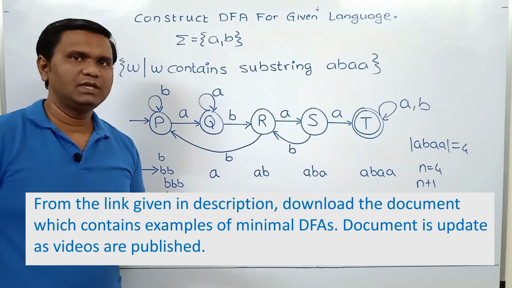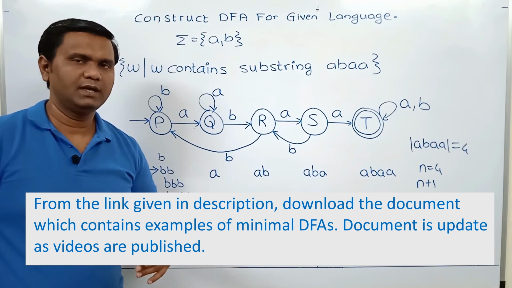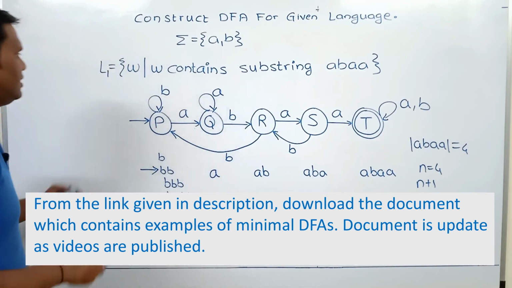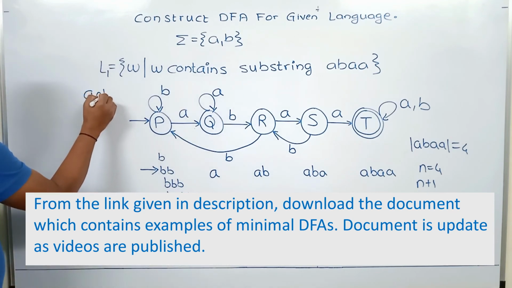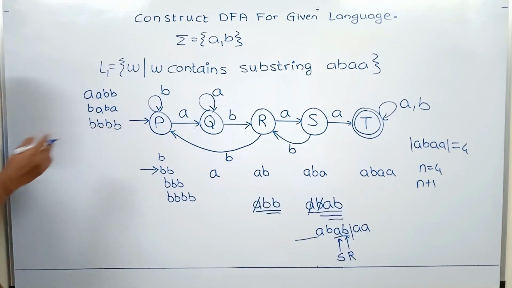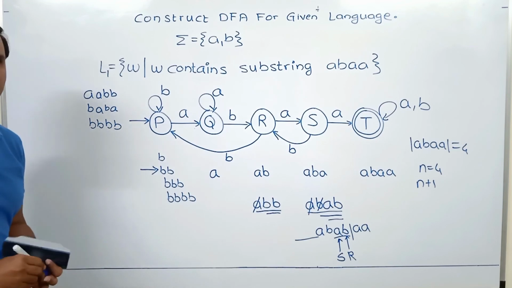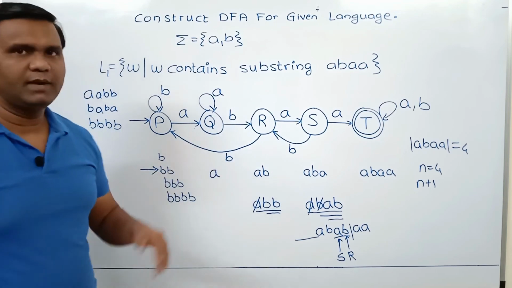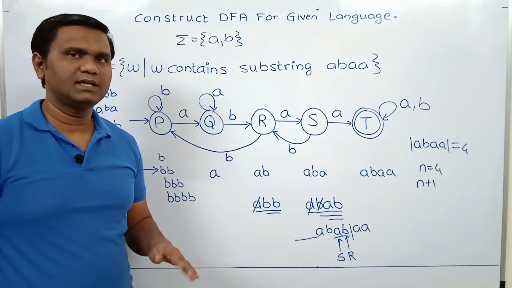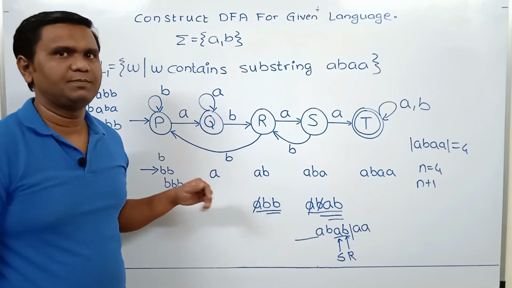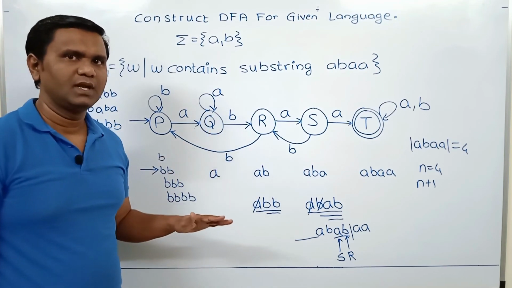So in the link given in the description, you can download the document and there are some more practice problems. For example, substring AABB, substring BABA, substring BBBB. These are some more practice problems which are given in the document. So you can draw the DFA by yourself and then compare with the answer given in the document. So this is very easy. Don't take load, just practice and you will understand it, and it is easy.